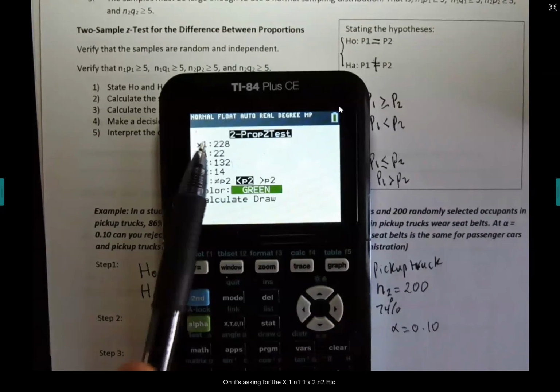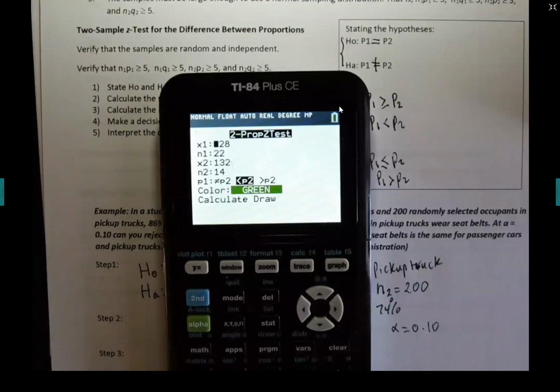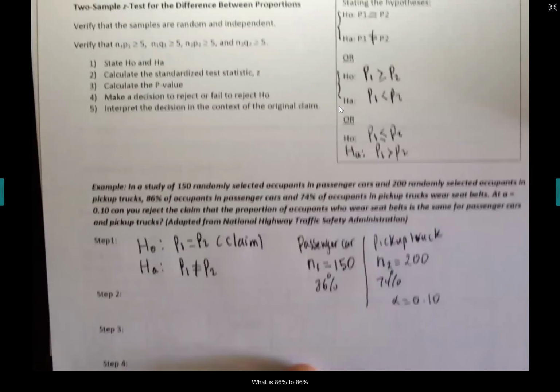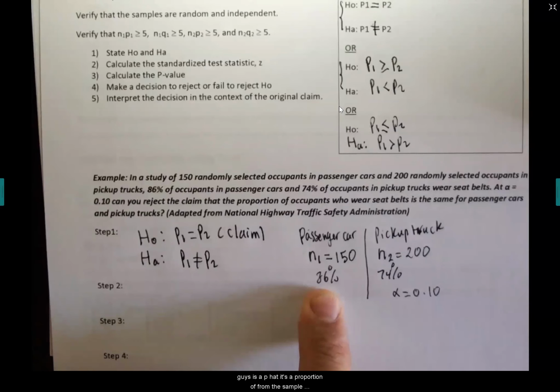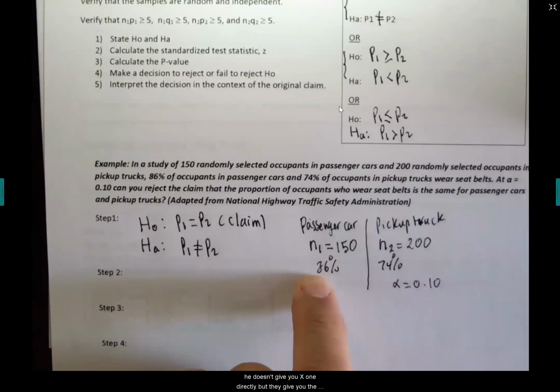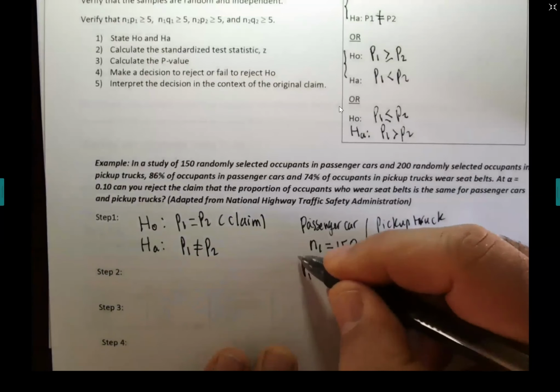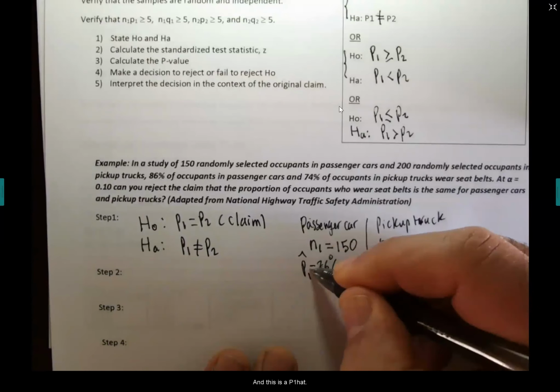Oh, it's asking for X1, N1, X2, N2, etc. So, what is 86% here? 86%, guys, is a p hat. It's a proportion from the sample. Sometimes he gives you N1 and X1, but other times he doesn't give you X1 directly. He gives you the proportion, which is a P1 hat. And this is a P2 hat.